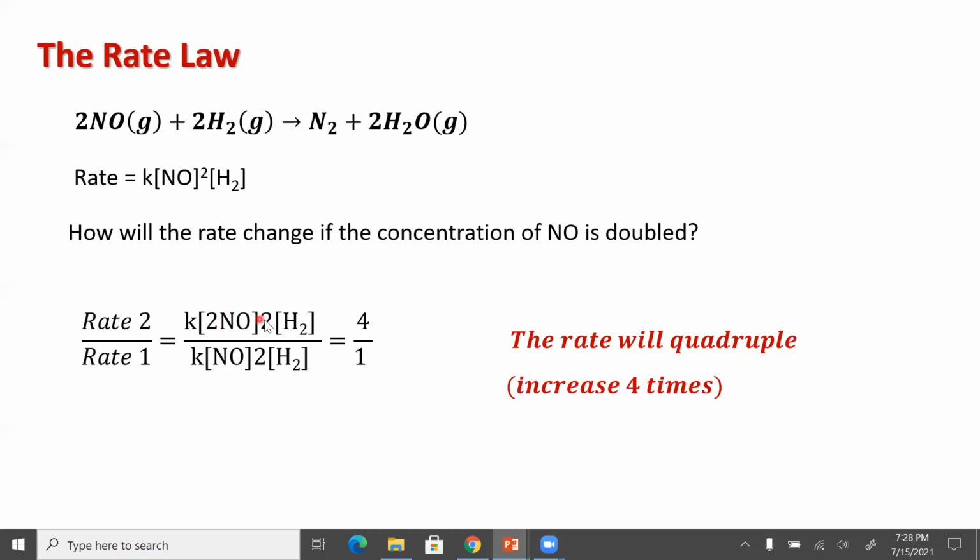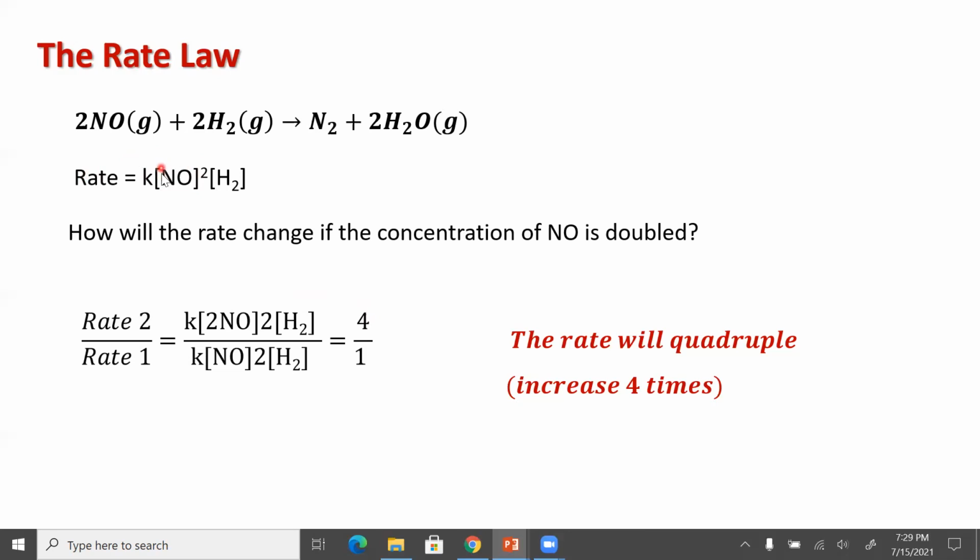But 2 squared is 4. So doubling the concentration of nitrogen monoxide quadruples the rate. So second order reactants, whatever we do to the concentration, squared is what happens to the rate. So if we double the concentration, the rate quadruples.